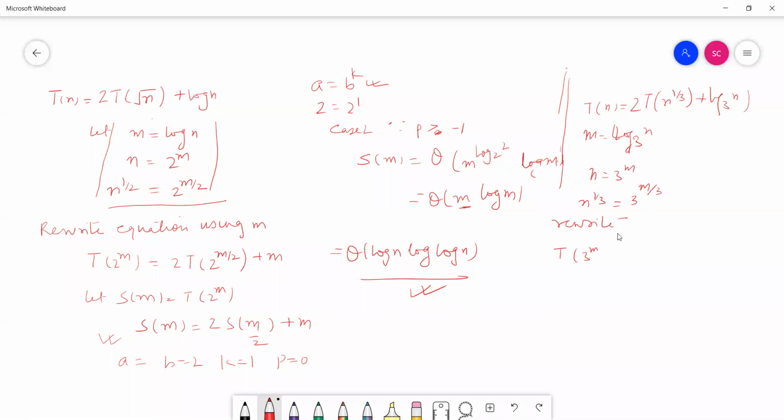So it will become 2T of 3 to the power m by 3 plus m, and let S(m) is equal to T of 3 to the power m. So what we'll write here? S(m) is equal to 2S(m by 3) plus m. So again, you can solve it using the master method or recursion tree or any method. So I hope it is clear how to solve it. Yes, sir.